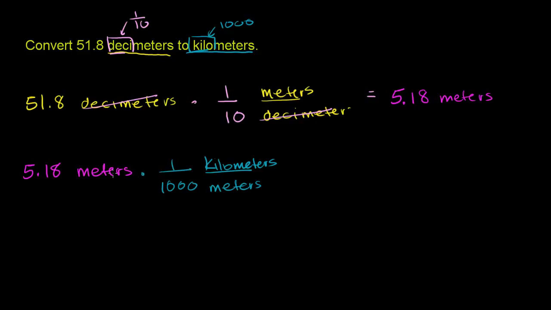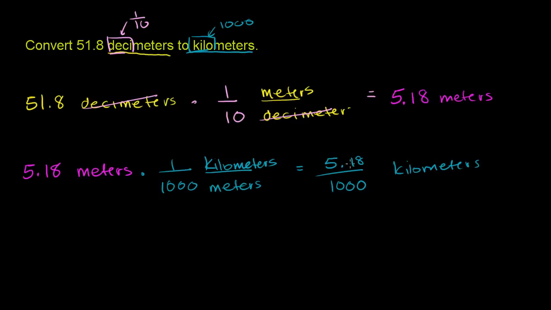So if we were to multiply this, the meters cancel out. We'll just be left with kilometers. And multiplying something by 1 over 1,000 is the exact same thing as dividing by 1,000. And that makes sense. We should get a smaller number here because we're going from a smaller unit to a larger unit. So we're going to need a much smaller amount of the larger unit. So this is going to be equal to 5.18 over 1,000 kilometers.